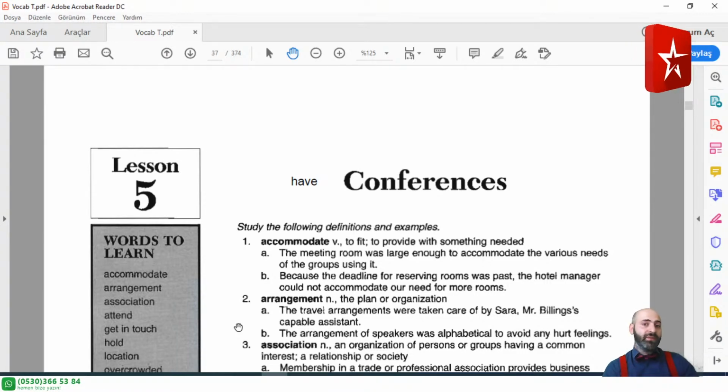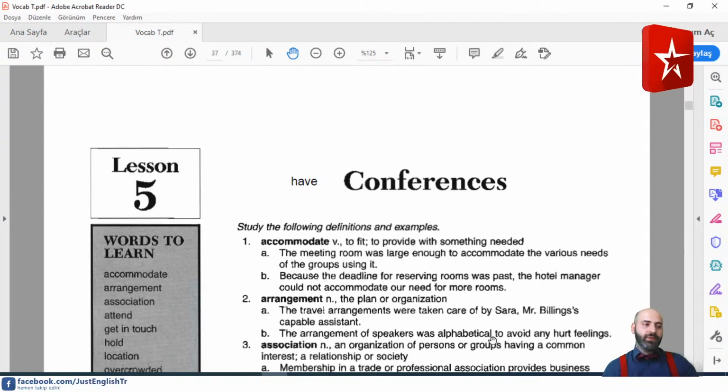Sometimes when there is a conference, somebody wants to be first, somebody wants to be second, or people prefer to be last, these kind of things. So not to get any hurt feelings, the manager or the assistant arranged the speakers with alphabetical order.